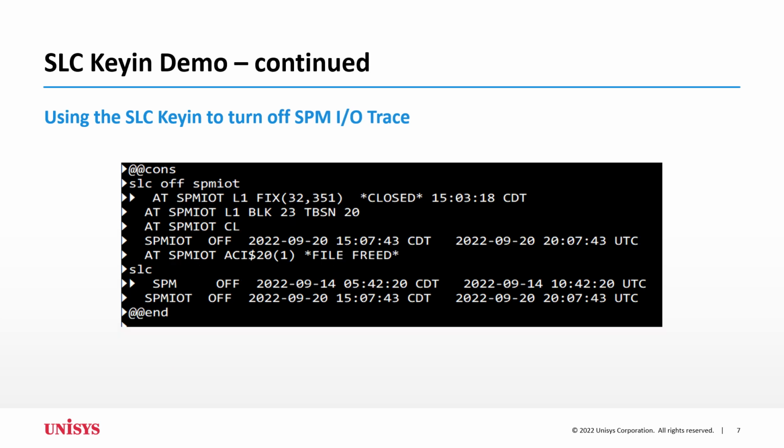Pictured is an example of how to use the SLC key-in to turn off SPM IO_Trace collection. First, enter cons mode, then enter SLC off SPM IoT. This will close the SPM IoT trail and stop collection of SPM IO_Trace data.